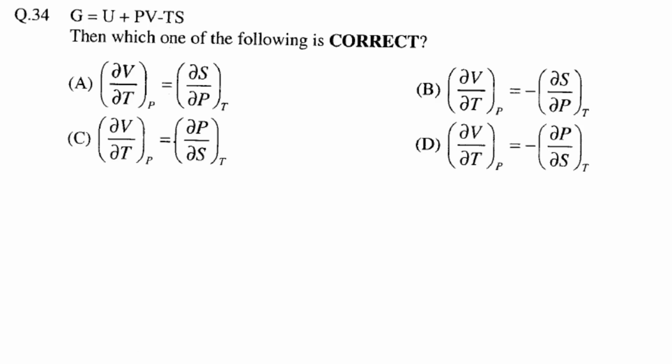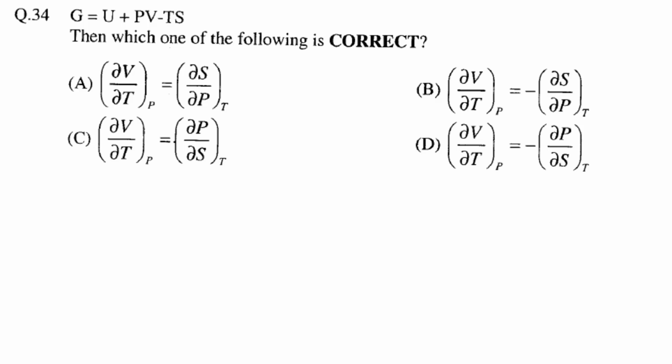G is equal to U plus PV minus TS. Then which one of the following is correct? Okay, so this is related to Maxwell equation. Now guys, for this type of problem, there are different approaches to solve. One approach is that you write down all the Maxwell equations, and from there you can easily do this and understand how it has been used.